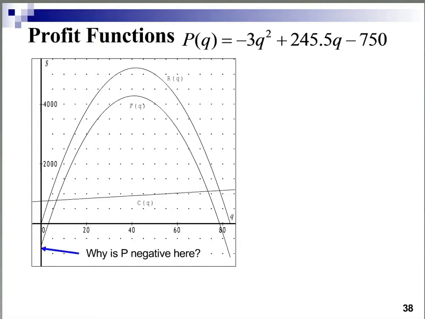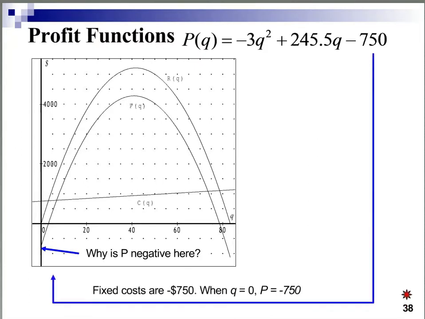Now, one question is, if you look at the profit curve and you trace that curve back down to the vertical axis, which represents dollars of profit, you'll notice that the profit curve starts off below the horizontal or the Q axis. It starts off negative. The question is why? Well, if you go back and you look at the equation, if Q is equal to 0, P evaluated at 0 gives you 0 plus 0 minus 750.